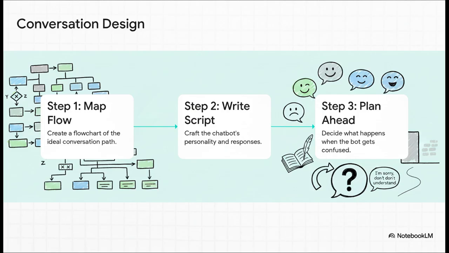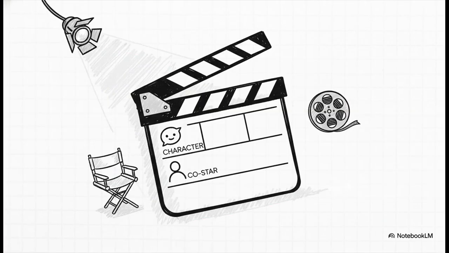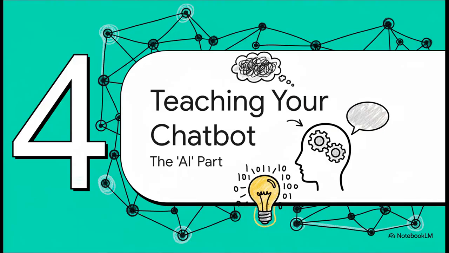And third, and this is so important, you have to plan for dead ends. What happens when the bot just gets confused? A good bot knows how to say, "You know what, I'm not sure about that, but let me get a human who can help." You know, a really good way to think about this is like you're writing a movie script. Your chatbot is the main character, sure, but the user? They're your co-star, and they can go off script at any second. Your job is to write a script that's strong enough to guide the conversation back to where it needs to go.